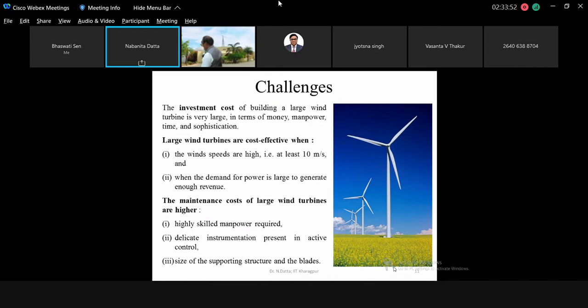Europe, etc. So the challenges are the investment cost for building a large wind turbine is very large in terms of money, manpower, time, sophistication. And they are cost effective when we have at least 10 meter per second wind speed, at least. And the demand of power must be large. The maintenance costs are higher because highly skilled manpower is required. We need dedicated instrumentation also, and the size of the supporting structure and the blades are really going to be large, and their maintenance is also a challenge.